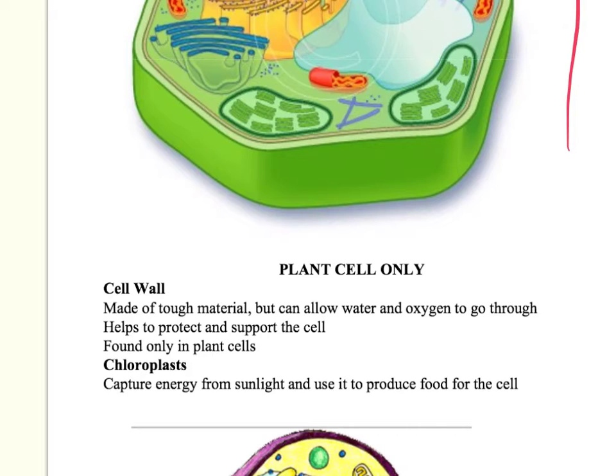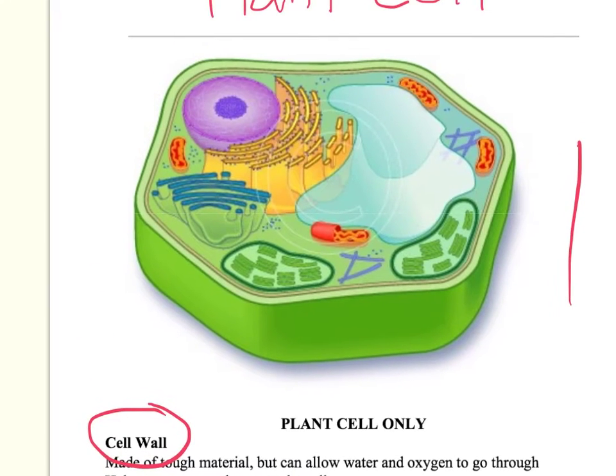And the first one is the cell wall. So it's this one here that we're talking about, the cell wall. Now the cell wall is a really thick structure, and you can see it. It's actually right here. So it's the outside of the cell.